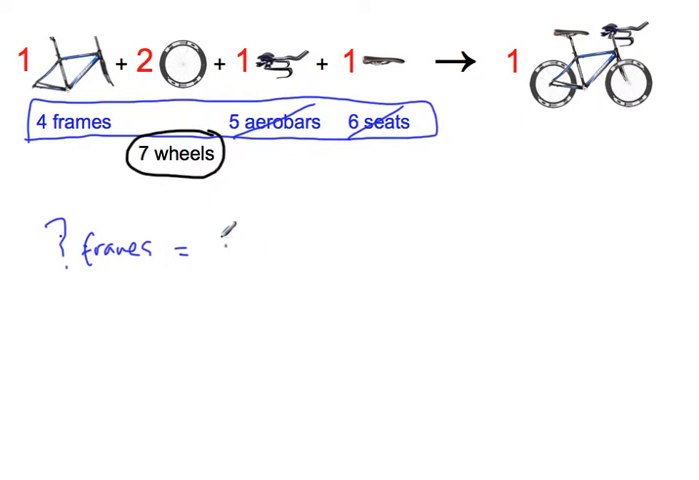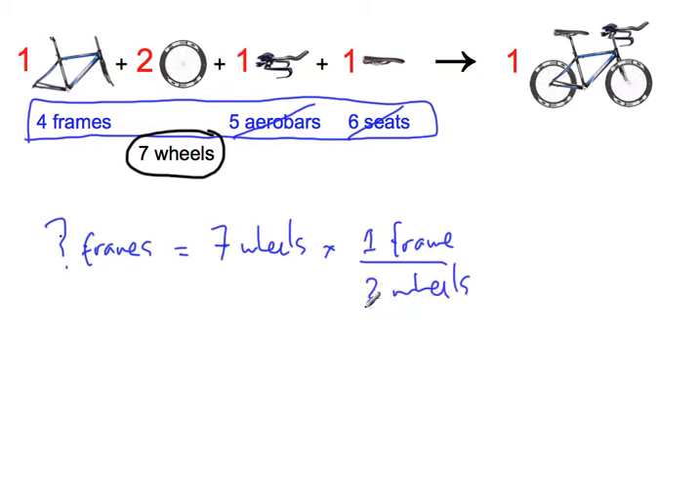And so that becomes what I'm given, which is wheels, and I have 7 of them, multiplied by a ratio of wheels to frames. Well, I want to be left with frames, so that's 1 frame. And I want to get rid of wheels, and so in my equation that's 2 wheels.